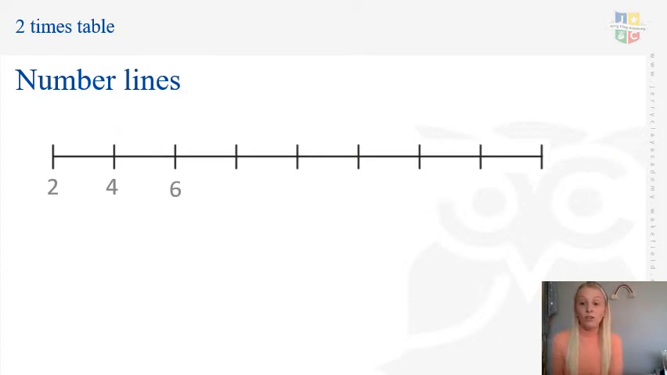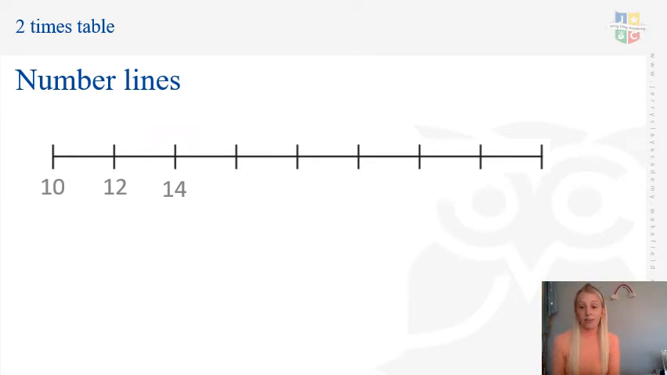Okay, so we can also use number lines to represent our counting in 2s. Now here we can see it's not started on 0 or 1, it started on 2, and it goes 2, 4, 6. So I know the next number will be 8. Brilliant. So I've got 2, 4, 6, 8, 10, 12, 14, 16, 18. So I might use a number line to count in 2s as well.